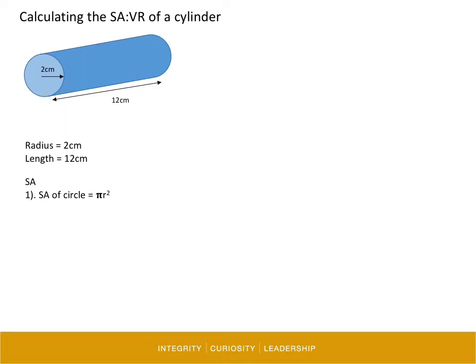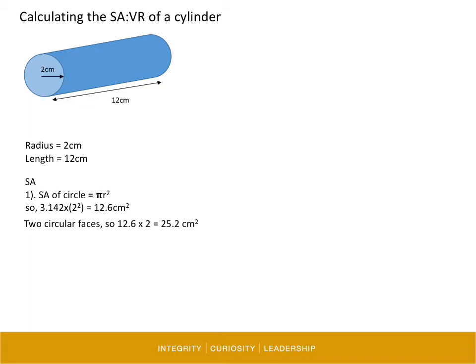So to calculate the surface area of one end of the cylinder, that is the circle, we use the formula for surface area of a circle, which is pi r squared. So the calculation we need to do for this example is 3.142, that's pi, multiplied by 2 squared, and that gives us 12.6 centimeters squared for one circular end of the cylinder. We've obviously got two circular ends, so we need to multiply that value by 2, and that gives us 25.2 centimeters squared. So we've got the total surface area of either end.